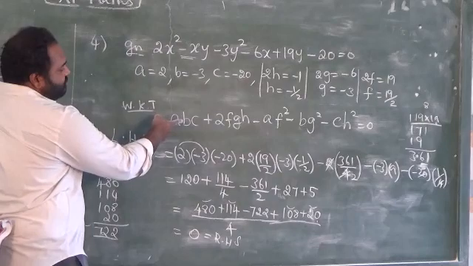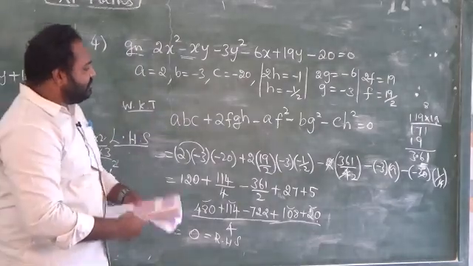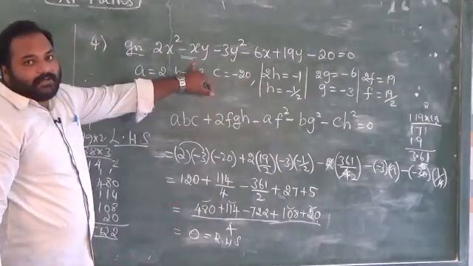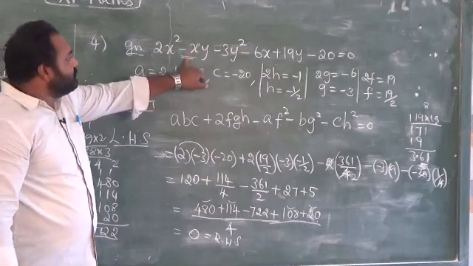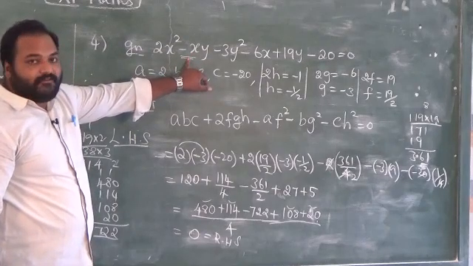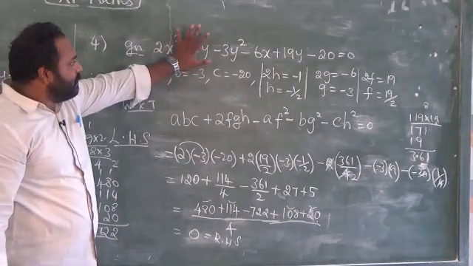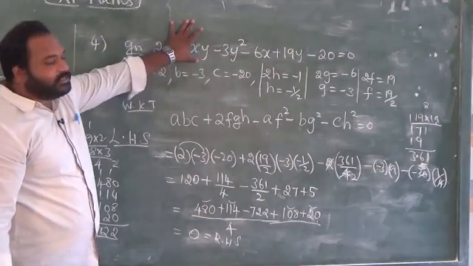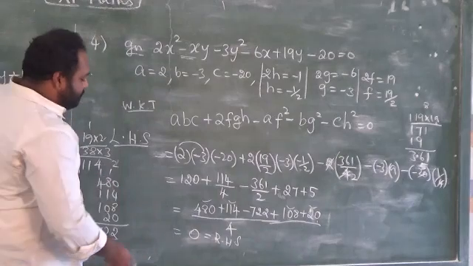So this general form is satisfied with these values. So the given pair of straight lines is a pair of intersecting lines. So the given equation is a pair of straight lines, hence proved.